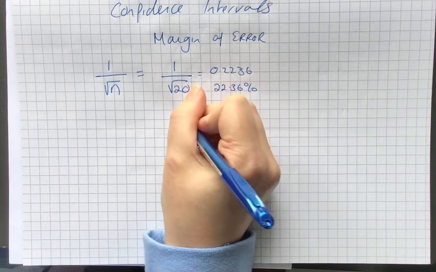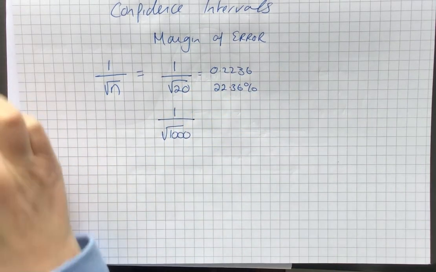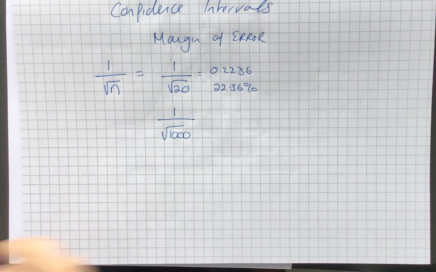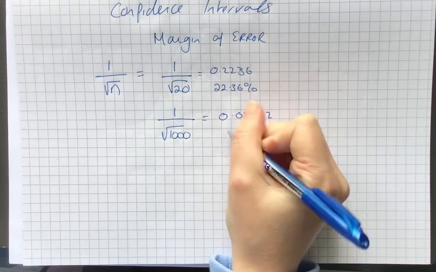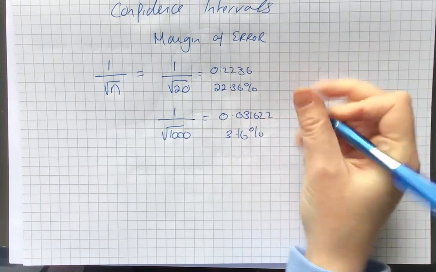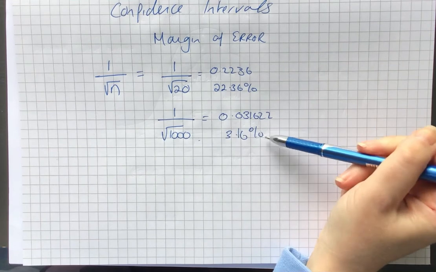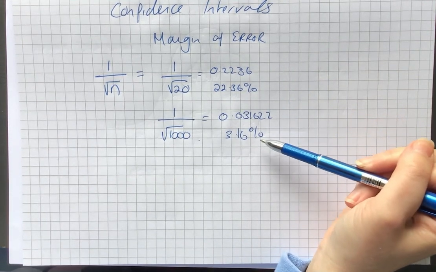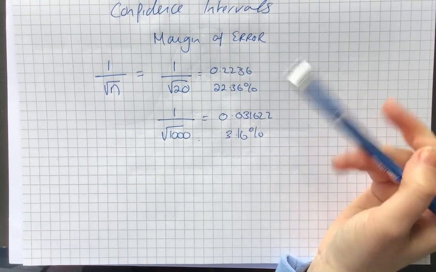If I surveyed 1,000 people, it would be 1 over the square root of 1,000. So because my sample is getting bigger now, I would expect that my margin of error is getting smaller. So that's equal to 0.031622. So actually my margin of error there is 3.16%. So I've increased my sample size from 20 to 1,000, so therefore I now have a margin of error of 3.16%. So that's definitely getting closer. If you want your data to be reliable, you need your margin of error to be smaller.